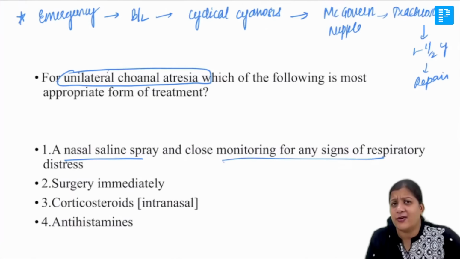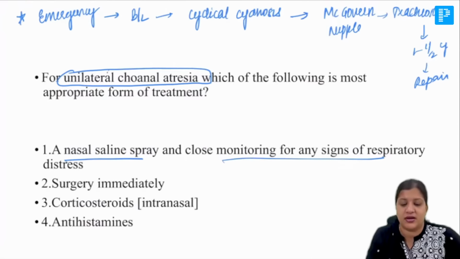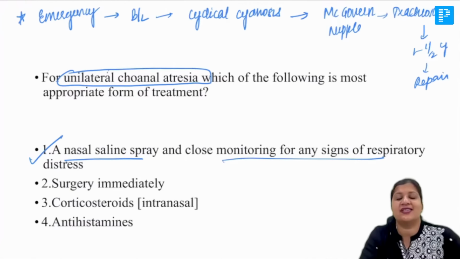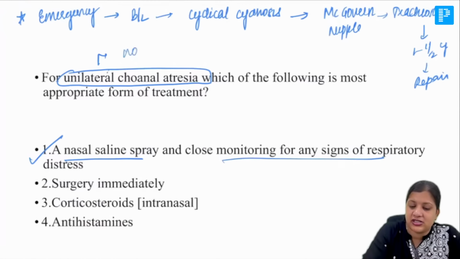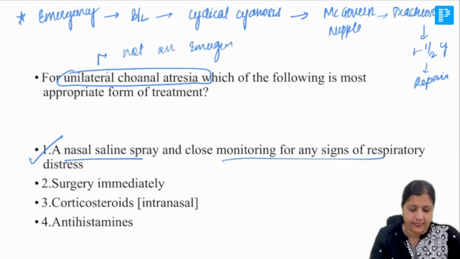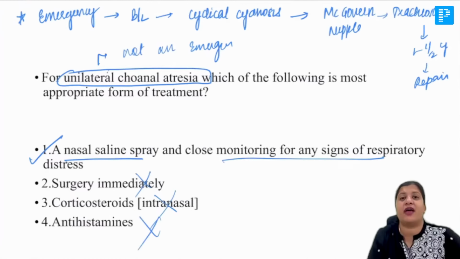Because if the child develops cold and there is mucus, it will block the choana and the child will go to respiratory distress. So you should give a saline nasal spray. Because this is not an emergency, should you immediately operate on this patient? No. No need for surgery. Corticosteroids and antihistamines have absolutely no role in this disease.